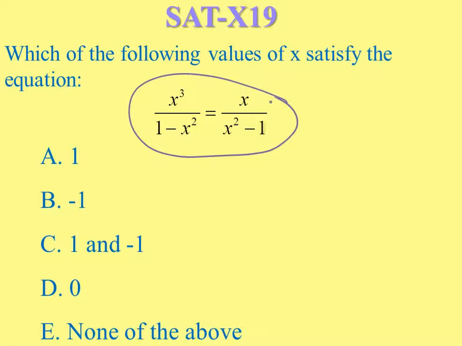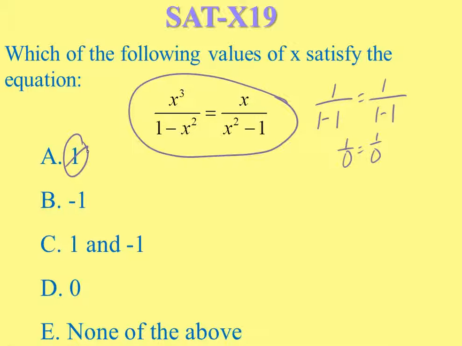So if we take 1 and put it in, on the left-hand side we have 1 cubed, which is 1, over 1 minus 1 squared, which is 1, equals, on the right-hand side, x, which is 1, over x squared minus 1. 1 squared minus 1, which is 1 minus 1. Well, even though these two sides of the equation look the same, actually the number 1 does not satisfy the equation because you have 1 over 0 equals 1 over 0. And 1 over 0 is undefined. So 1 cannot satisfy the equation.